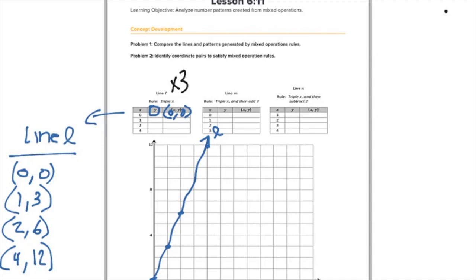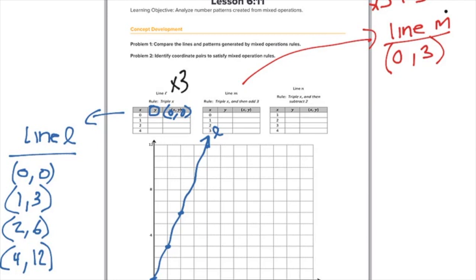Now let's look at line M. Line M, the rule is triple X and then add 3. So this time we have 2 operations that we're completing. So I'm going to do this one over here to try and keep it organized. Okay, so we have line M. So I know that if my X is 0, I need to triple X and then add 3. So I'm going to say times 3 and then add 3. So 0 times 3 is 0. Then I'm going to add 3, so I have 3.